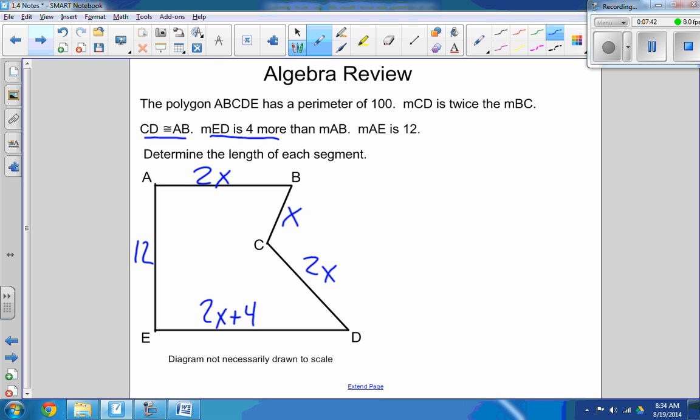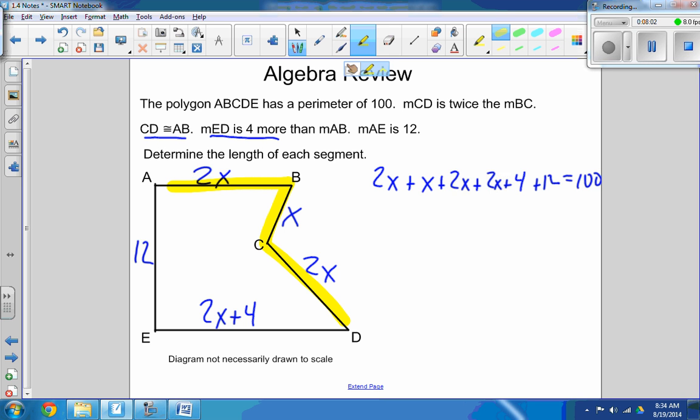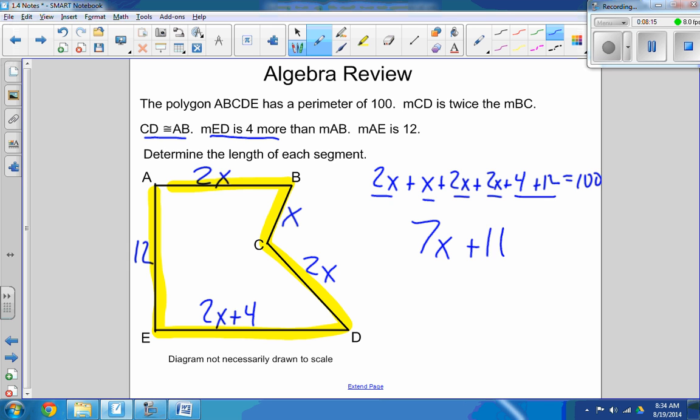Well, I know all of them add up to 100, so I'm just going to do it like this. 2x plus x plus 2x plus 2x plus 4 plus 12 equals 100. I just added them all up. This plus this plus this plus this plus this adds to 100. Well, 2x plus x plus 2x plus 2x, that's 7x. 4 plus 12 is 16. Subtract the 16. 7x equals 84. Divide by 7. x is 12. But I'm not done.